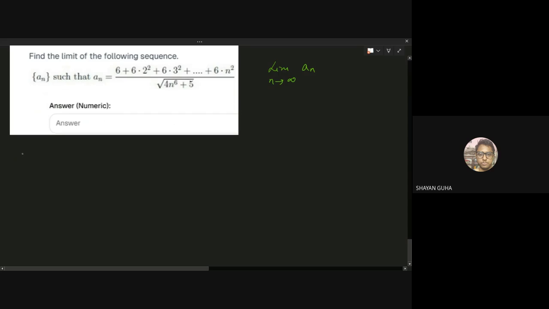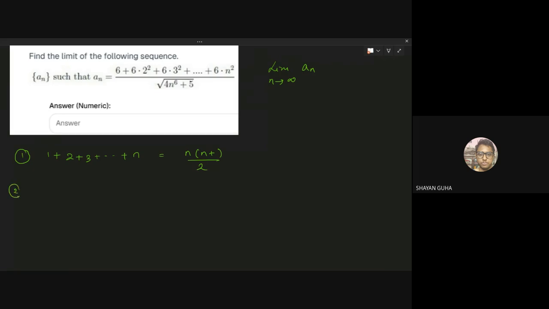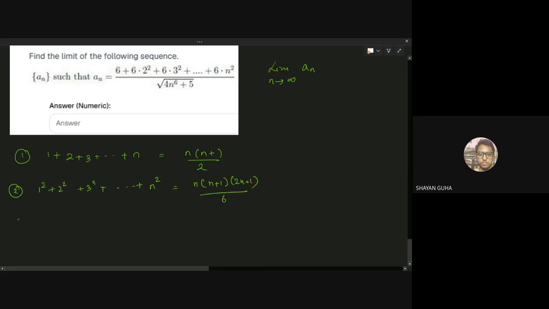First, a particular sum that you need to remember comes in handy. That is 1 plus 2 plus 3 plus up to n, the sum of n natural numbers, which equals n into n plus 1 by 2. The second one is 1 square plus 2 square plus 3 square up to n square. This value will be n into n plus 1 into 2n plus 1 by 6. This is something you might have done in your school also.